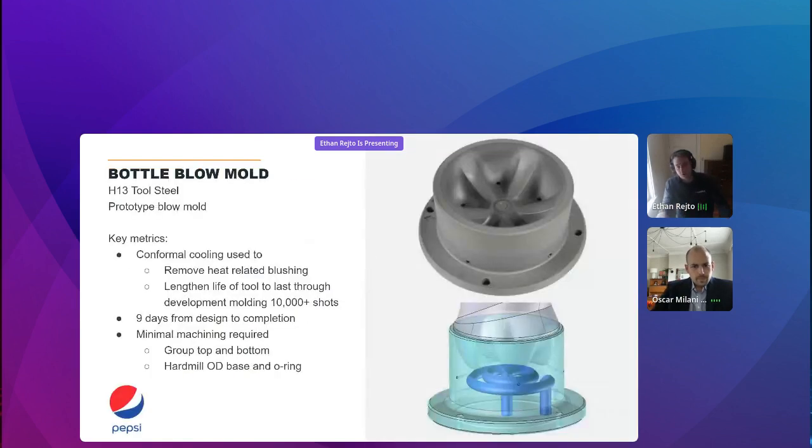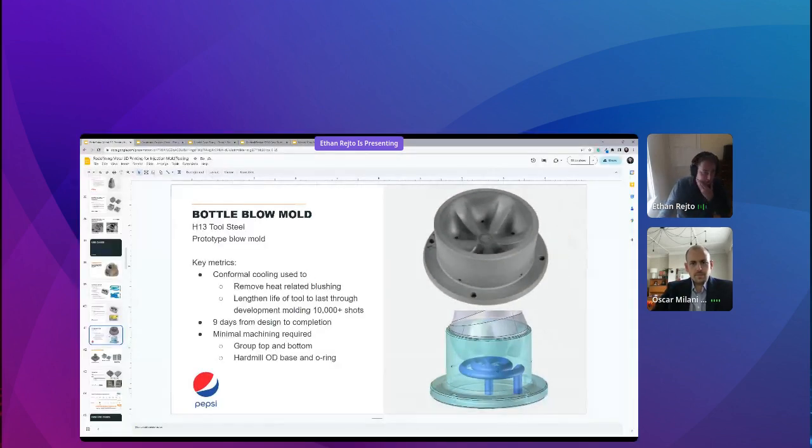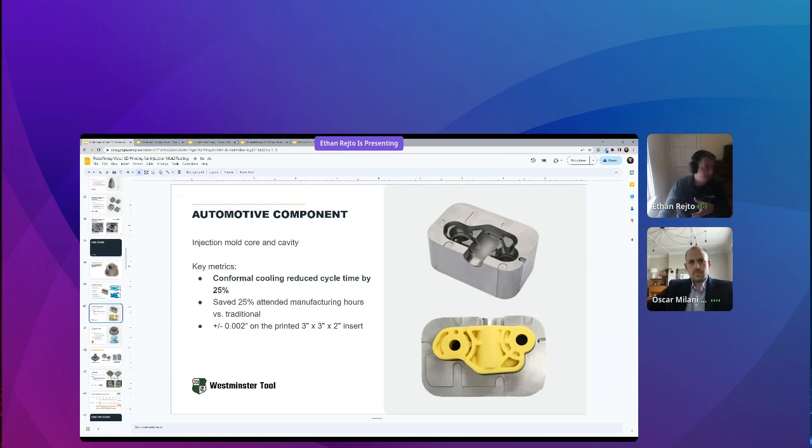So really, conformal cooling is an awesome application, but it's not a requirement for using our technology, which I think is really cool. A lot of companies see it as a bonus that they can then add on to tools that they're already delivering faster and less expensive.